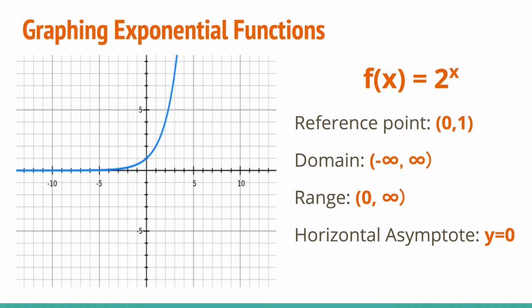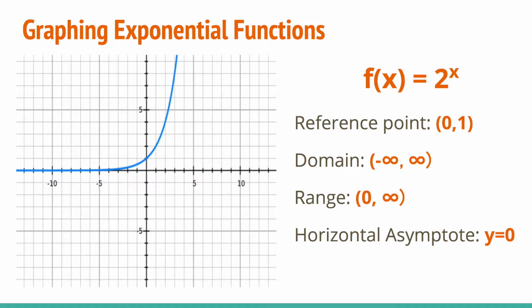Another thing to have in mind is the asymptote. As an exponential function, this function has a horizontal asymptote, which means the asymptote will be along the x-axis. In this case, the horizontal asymptote is y equals 0.